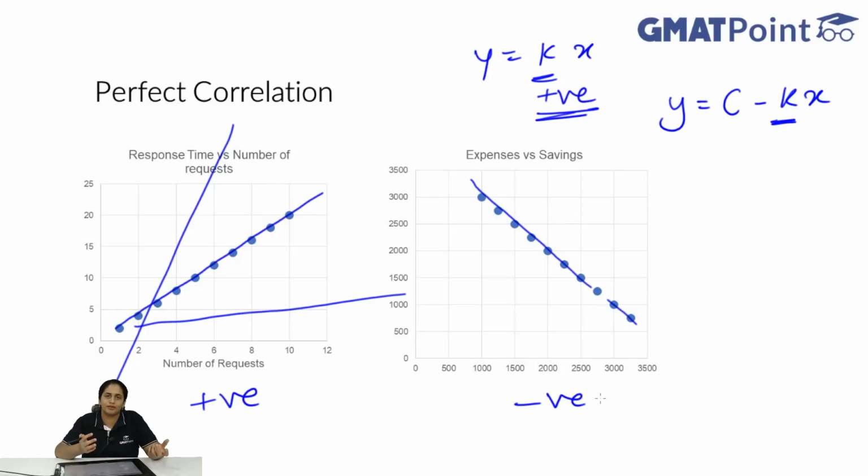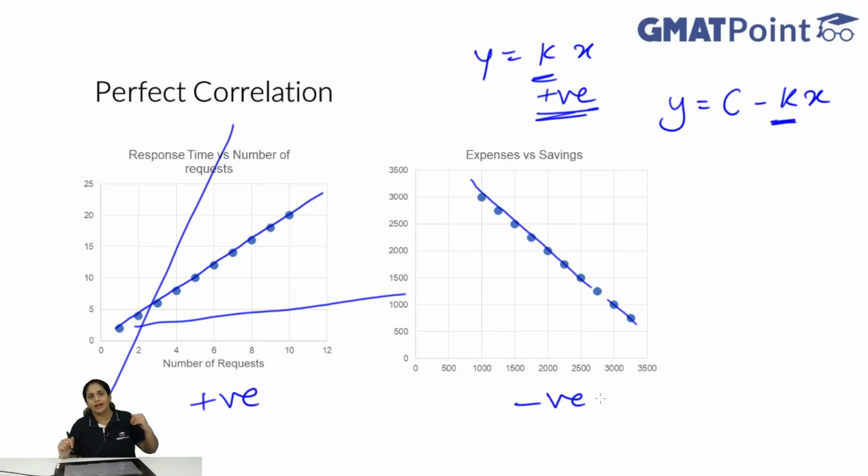The few examples where you might get perfect correlation I have given over here. Response time versus number of requests. Your response time might be a function of the number of requests. If there are more requests, you might take more time to respond, so response time increases proportionally with the number of requests. If that happens, you have perfect positive correlation.